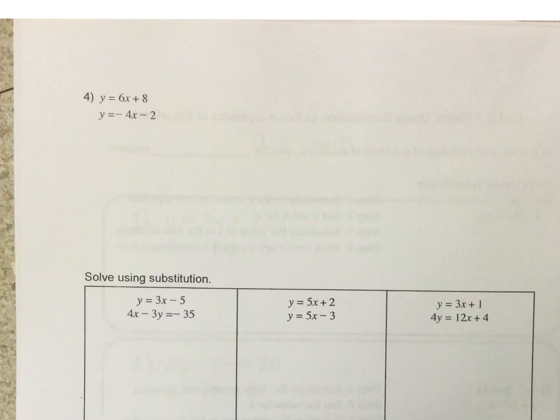All right, on number 4, you have y equals and y equals, so which one do we circle? Well, it doesn't really matter. You could circle either of them. I'm just going to circle the top one. And since it's what y equals, I'm going to put it right here where that y goes. So when I write my new problem, it's going to be 6x plus 8 equals negative 4x minus 2.